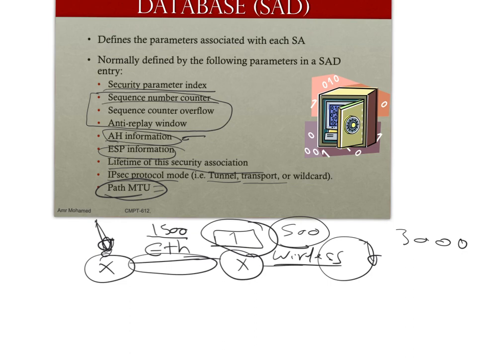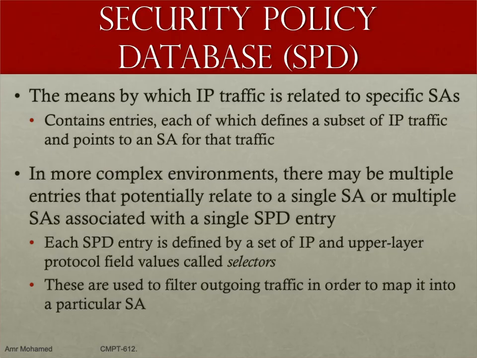And after that, of course, AH and ESP here contain all information about encryption and or authentication, including what algorithm is being used, what are the keys, and so on. Okay? Remember, this is not stored in the packet. It is stored in the security association database, not in the packet. I'm not going to store the key in the packet. Okay.